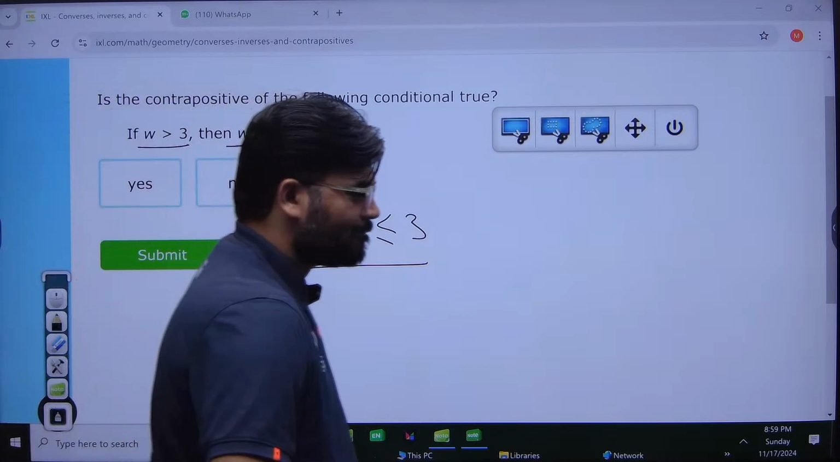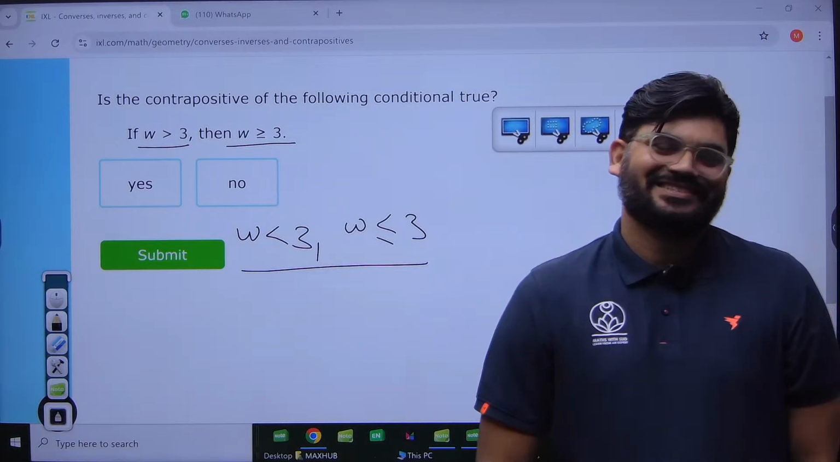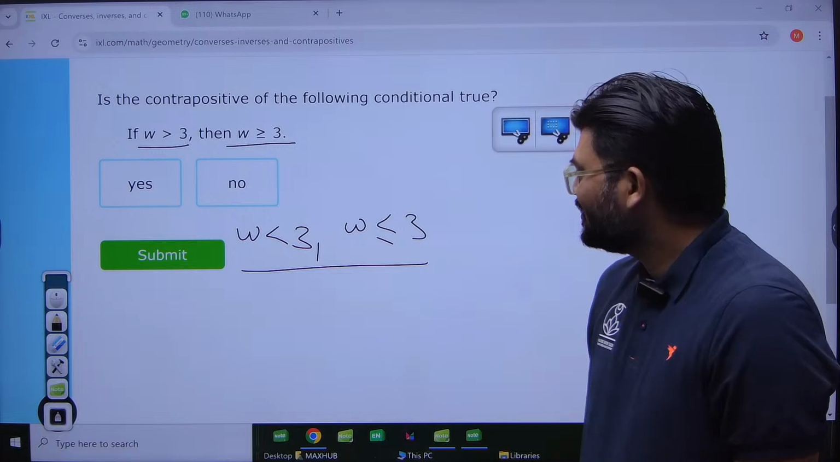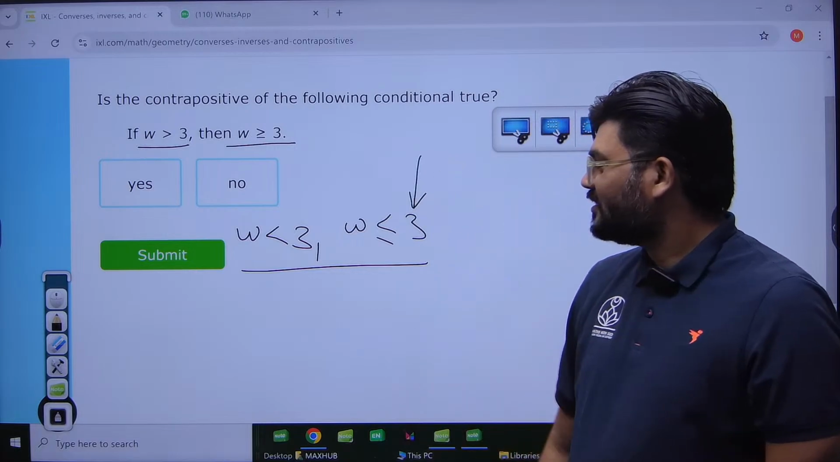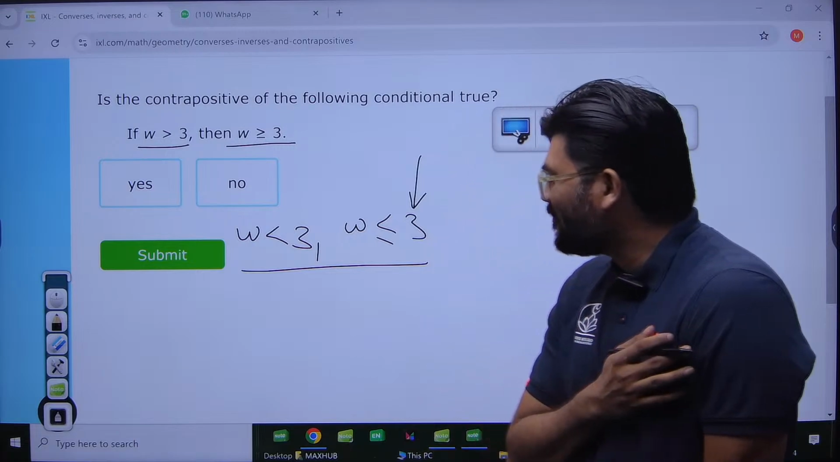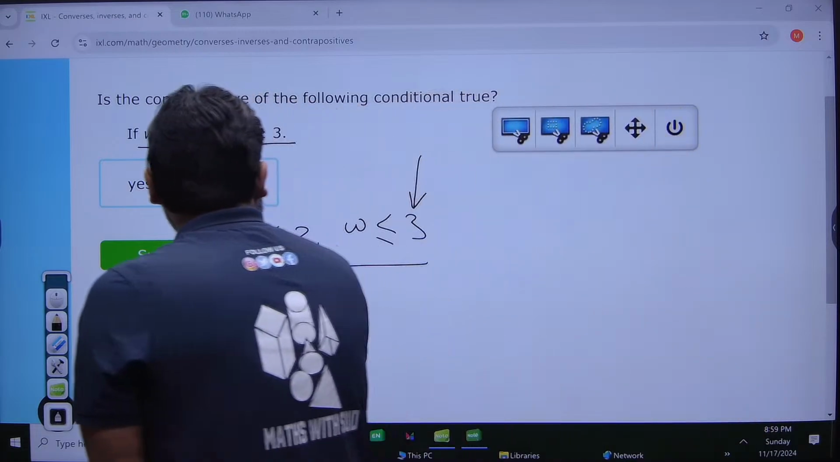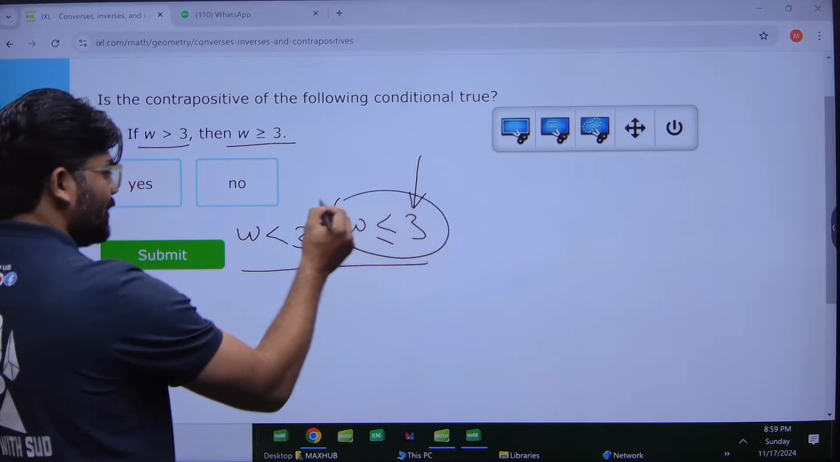Yeah, that's true. No, no. I can give you a counter example. Really? Yes. Then give it. 3. Wait, I can't take 3. Okay, my bad. I can't take 3. It has to be less than 3. But the counter example is W can be 3.